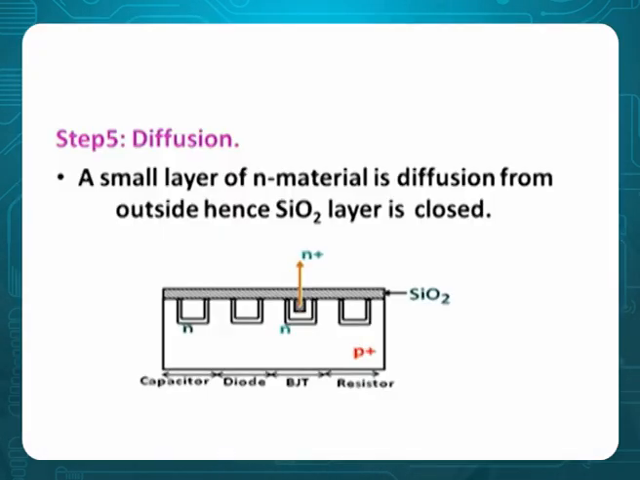Step 5: Diffusion. As I told you, a small portion is being removed. Look here, I am going to diffuse a material. Now what happens is N here, P here, and N. So NPN becomes a transistor. That's the meaning of the diffusion process. After doing this diffusion process, whatever we have etched or removed using photolithography, we close it.